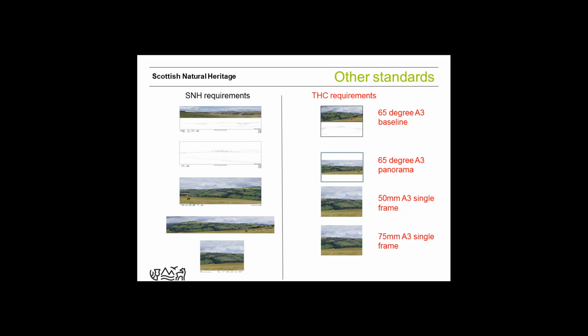However, the Highland Council requires something a little bit different in terms of presentation. The first difference is that their images are all printed at A3, and the second is that they require both a 50 and a 75mm single frame image in the ES, and also their panoramas are 65 degrees rather than the 53.7 that we recommend. So there's good reasons for that. Highland Council have reached a slightly different conclusion themselves on what they think works best. And we've taken a slightly different view in SNH.